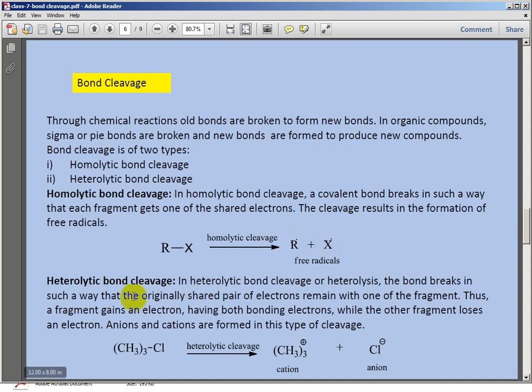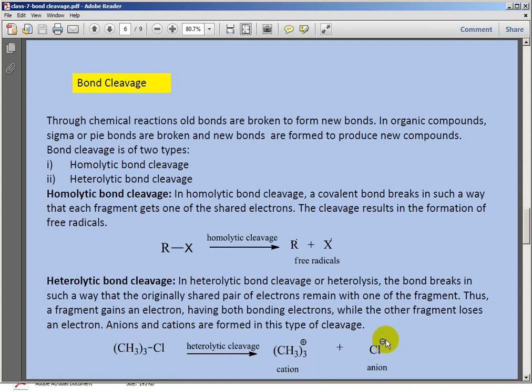And heterolytic bond cleavage. In heterolytic bond cleavage or heterolysis, the bond breaks in such a way that the originally shared pair of electrons remains with one fragment. This shared pair of electrons remains in one fragment. We know two electrons are shared, one electron from here, one electron from this. In heterolytic bond cleavage, these two electrons go to one atom.